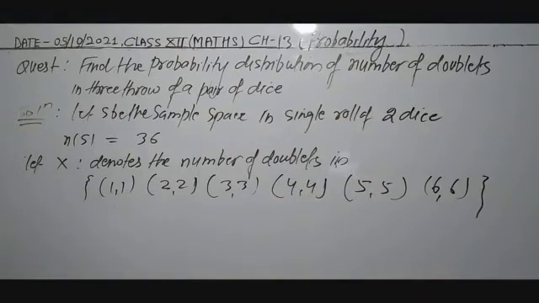Now the dice pair is rolled 3 times, 3 throws of a pair of dice. So the possibilities are: first, no doublets; in the second case, 1 doublet and 2 non-doublets; in the third case, 2 doublets and 1 non-doublet; and in the last case, all 3 doublets.